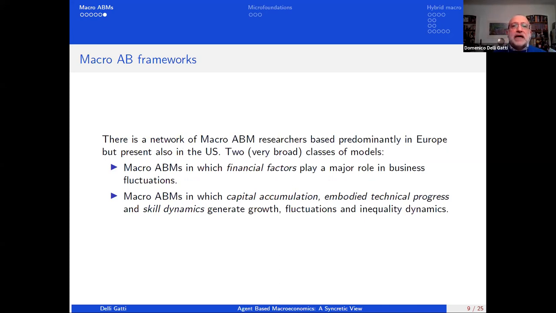How many macro agent-based models are out there? Many, indeed. There is a network, as a matter of fact, of macro agent-based researchers based predominantly in Europe, but also in the US. There are families, but let me just group them into two broad classes. One class focuses on the short run and looks at business fluctuations generated or driven by financial factors. The other class focuses on the long run, and is interested in the determination of the growth path of the economy, which is driven by embodied technical progress and skill dynamics. You see immediately that, from the point of view of the architecture, there is nothing different from a standard macro model. So the type of issues are exactly the same. Also, the distinction between short run and long run is common in macro.